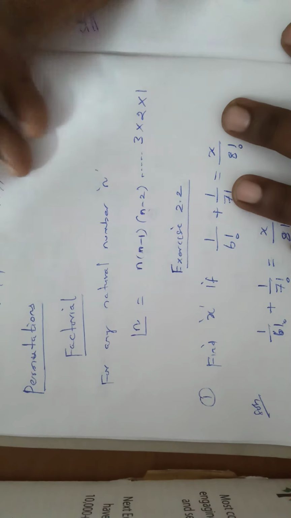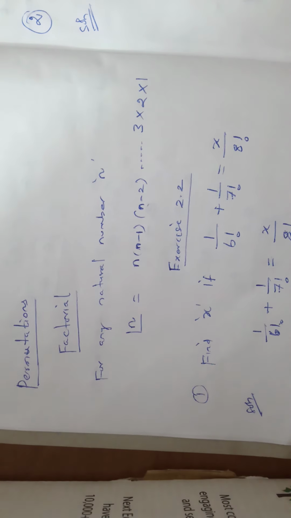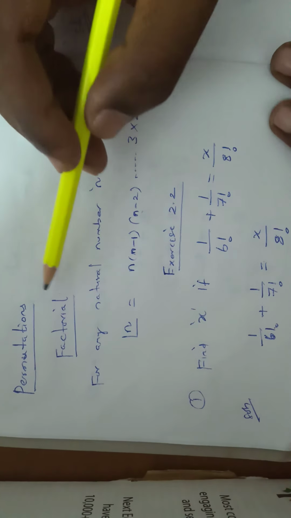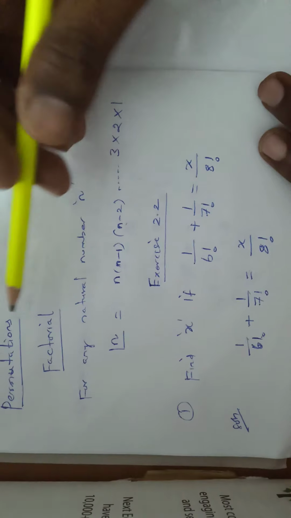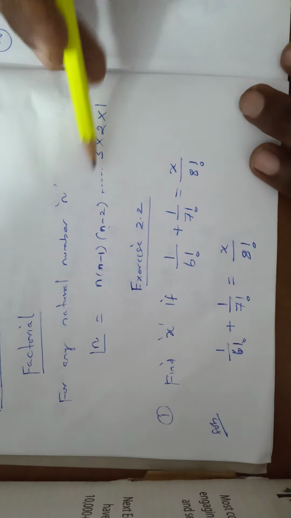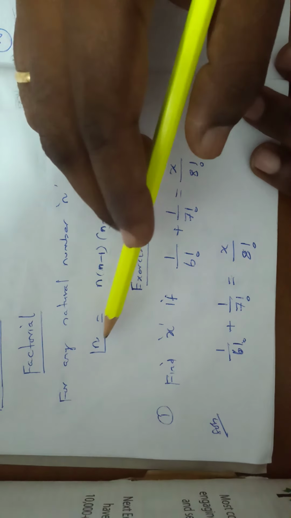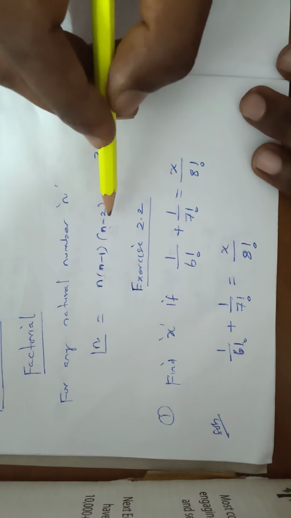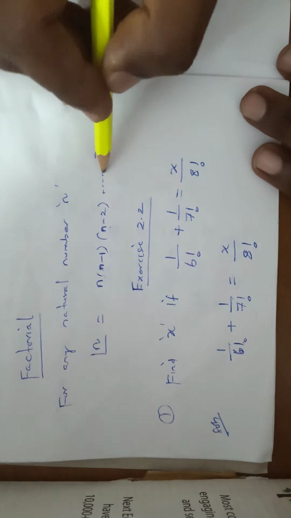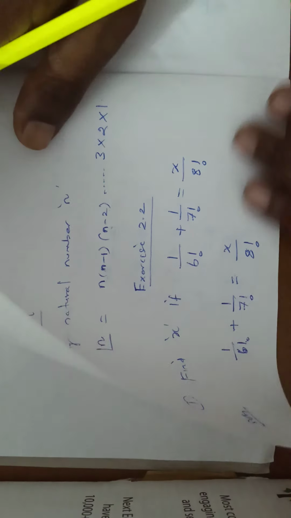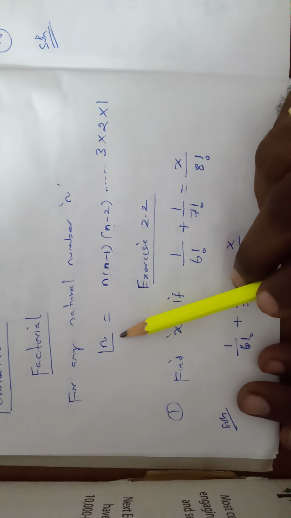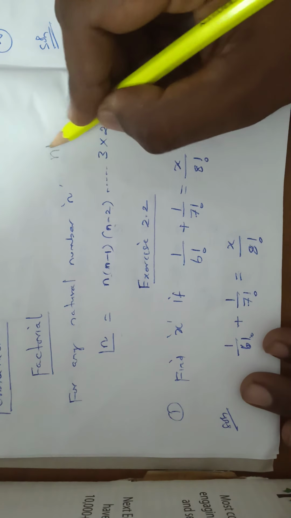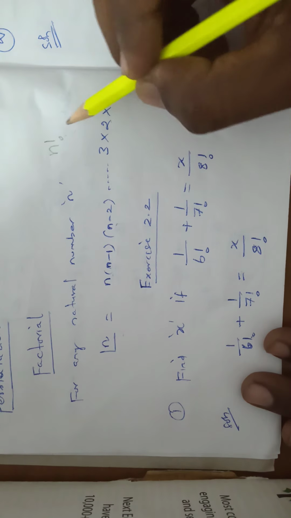Next topic is permutations. First, factorial form. For any natural number n, factorial can be taken as n into n minus 1 into n minus 2 etc. up to 3, 2 and 1. So this is the form of n factorial. N factorial can sometimes be written as this n!. Both are the same.